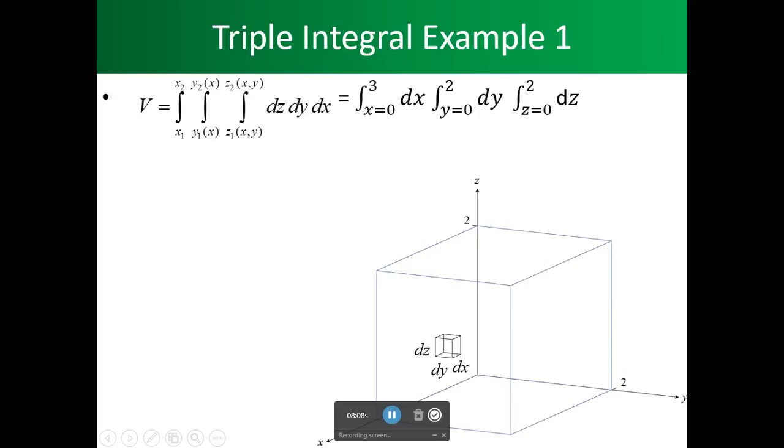So what are these limits? As we mentioned to you earlier, the dz is going to be going from 0 to 2. Our dy is going to be going from 0 to 2, and our dx is going to go from 0 to 3.